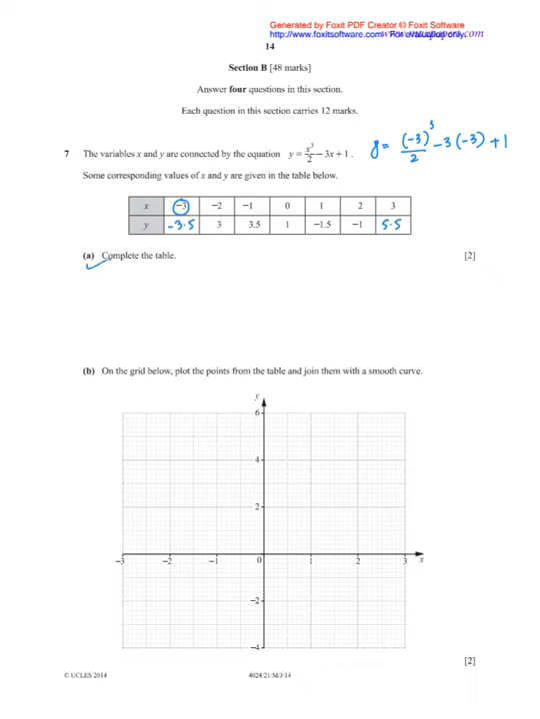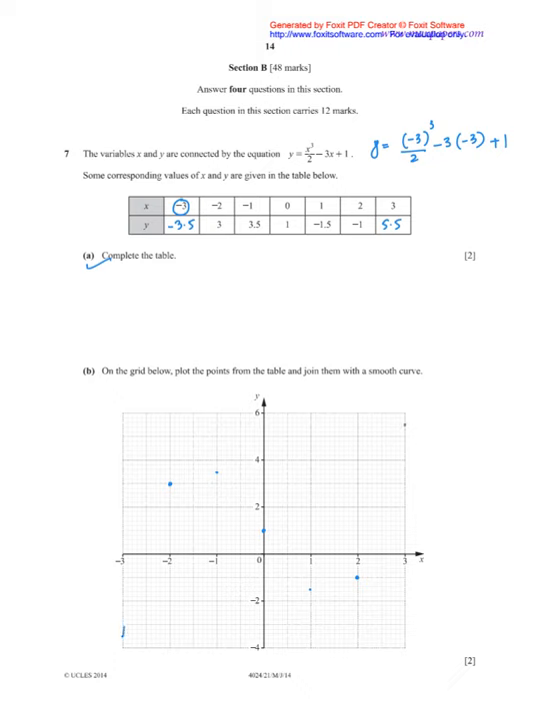On the next part, on the grid below, plot the points from the table and join them with a smooth curve. So we need to construct it. When x is minus 3, y is minus 3.5, so minus 3 and minus 3.5. At x equals minus 2, y is positive 3, so that is your point. At x equals minus 1, y is 3.5. At x is 0, y equals 1. At x equals 1, y is minus 1.5. X is 2, y is minus 1, and x is 3, y is 5.5. So those are the points.